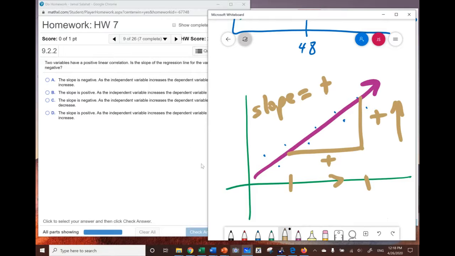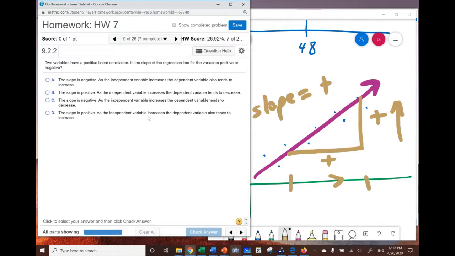You should pay attention to that because it helps down the road. If the correlation is positive, the slope will be positive. So the slope is negative in part A, no. The slope is positive in part B. The slope is negative in part C, and the slope is positive in part D. So you have to choose between B or D.